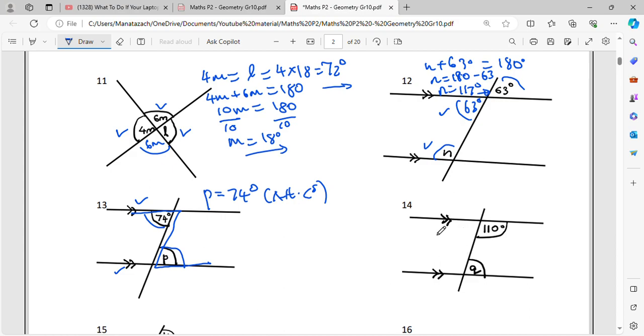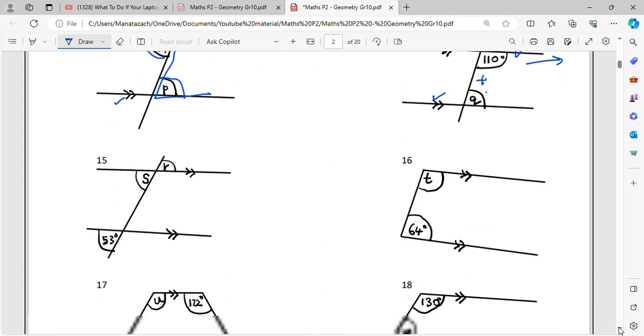And then let's go to question 14. We have two parallel lines. That means angle Q plus angle 110 degrees form co-interior angles. So Q plus 110 should give us 180 degrees. The reason is co-interior angles. So Q is 180 minus 110, therefore Q is 70 degrees. Okay, that's it for question 14.